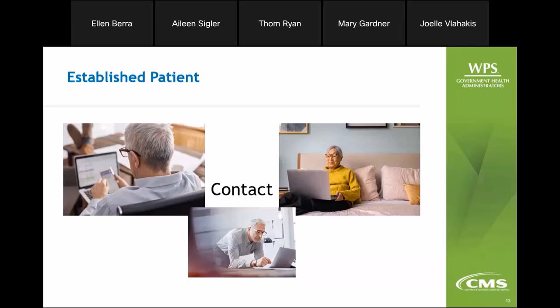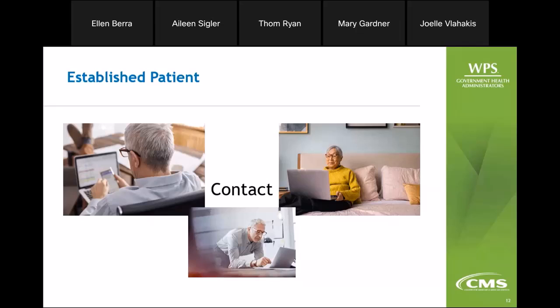And then for your established patients, you don't have to have that initiating visit. You'll just make a contact with that patient and then start that with the information you're receiving from the patient and then also from the medical records for that particular patient.